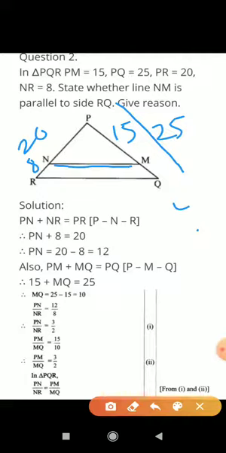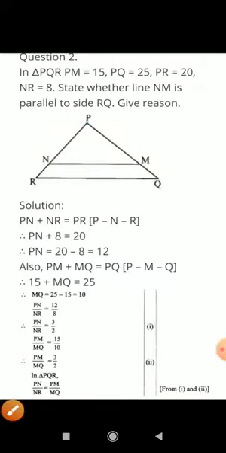But here we are not given these segments. We are given the total distance PQ and PM, but MQ is not given, so we have to find MQ first. On the second side, PR is given and NR is given, but PN is not given, so we have to find PN. Okay, so let's find it first.